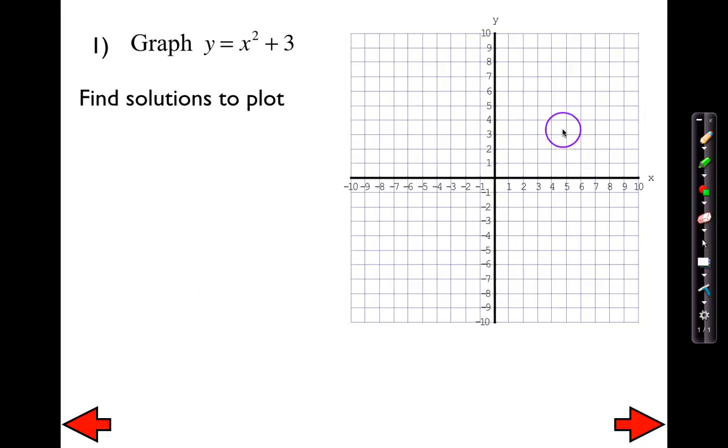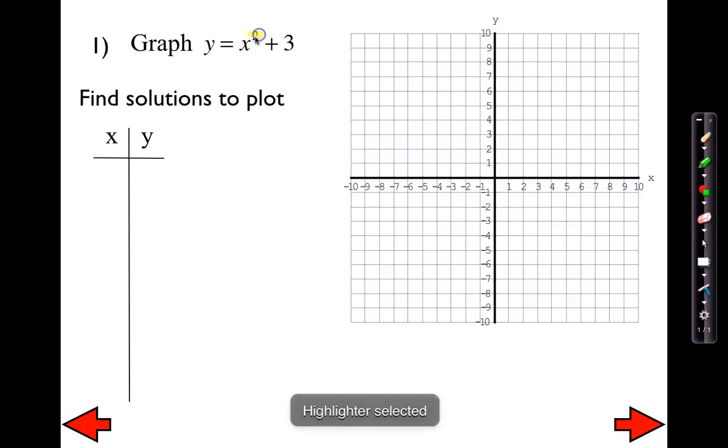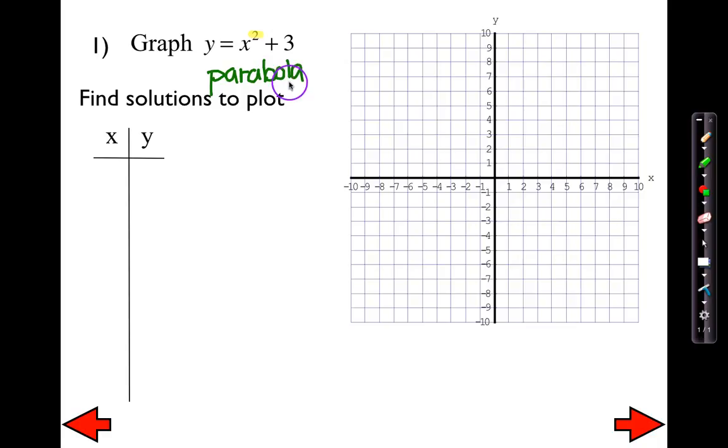Now we're going to graph this equation. It says graph y equals x squared plus 3, find solutions to plot. So we're going to need 5. First things first, what I want you to recognize here is the degree is 2, so I'm going to expect the shape to be a parabola. It's going to look like a U in a sense.